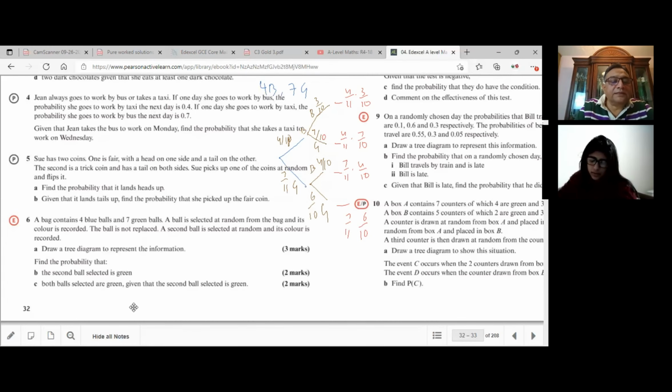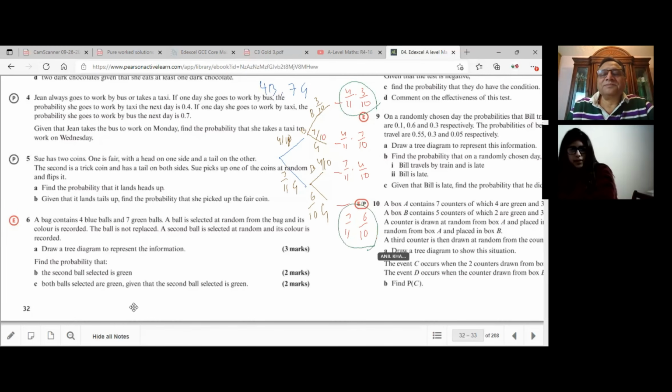Find the probability that the second ball selected is green. We are only interested in the probability of the second ball being green. The second ball could be green in this case and in this case, correct? So you add them. So we got 4 over 11 times, is it 3 over 10? Yes.